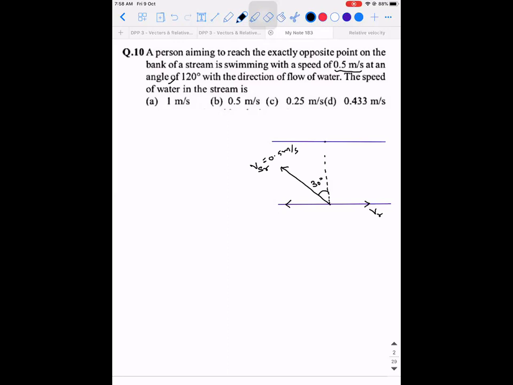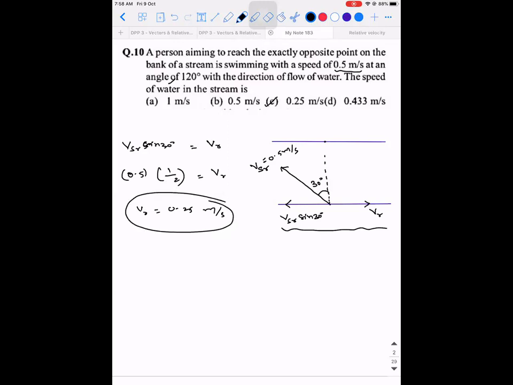So when he is reaching the opposite end, I told you already, VSR sine 30, right? The relative velocity along the x direction should be how much? 0, because he is not experiencing any drift. So VSR sine 30 degrees should be equal to VR. So VSR is 0.5 into sine 30, which is 1 by 2, is equal to VR. What is the answer there? 0.25 meter per second. I hope this is clear.